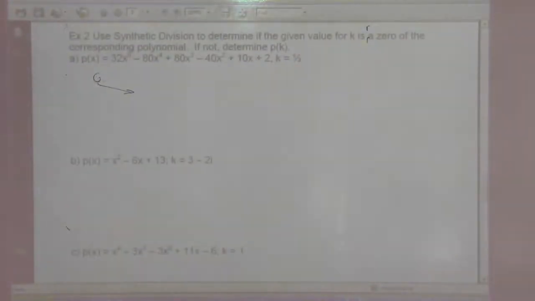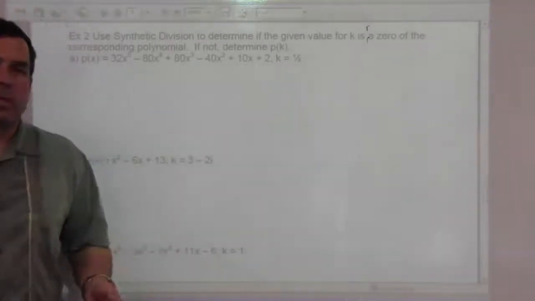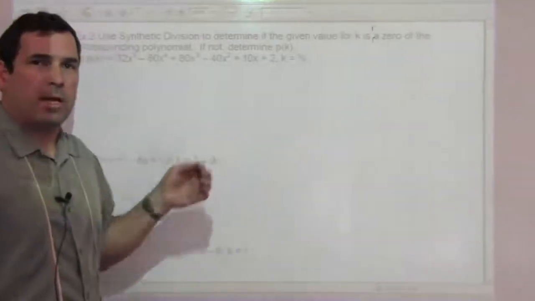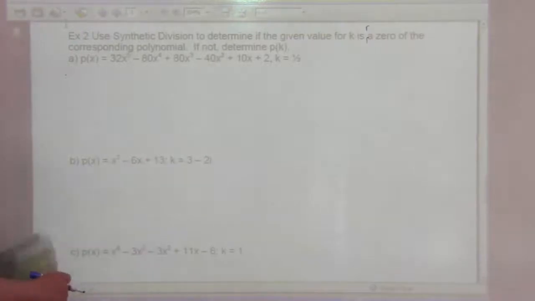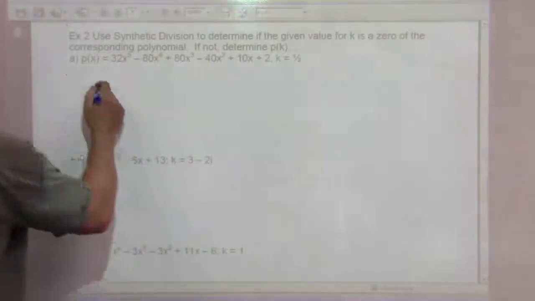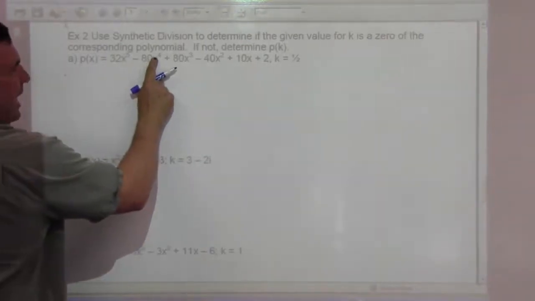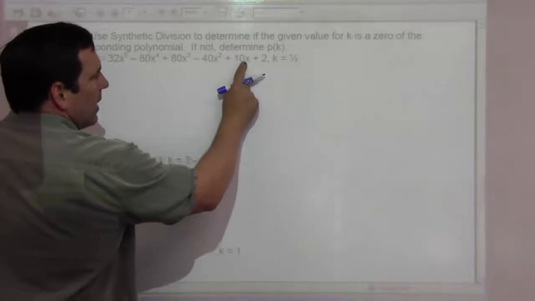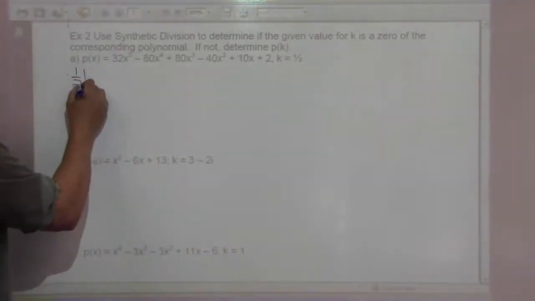Let's do some synthetic division. And this is a really good tool to have, and we're going to be using this a lot in the rest of this chapter, especially 4.3 and so on, when we're trying to find zeros of the polynomial. This is one of the tools we have at our disposal. Okay, so we have p of x equals 32x to the fifth minus 80x to the fourth plus 80x cubed minus 40x squared plus 10x plus 2, and k is 1/2. So we're going to put 1/2 in a little box.